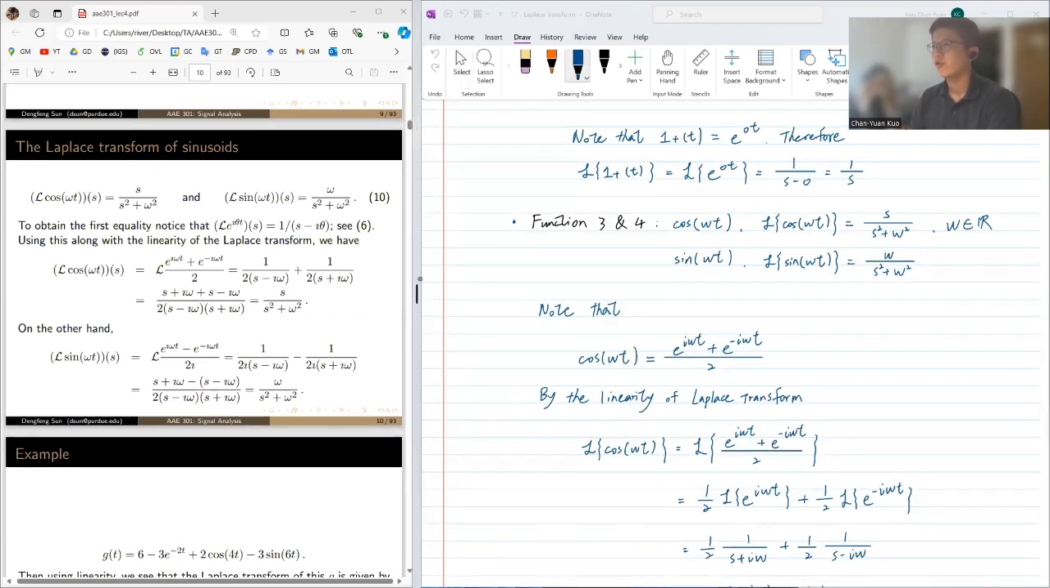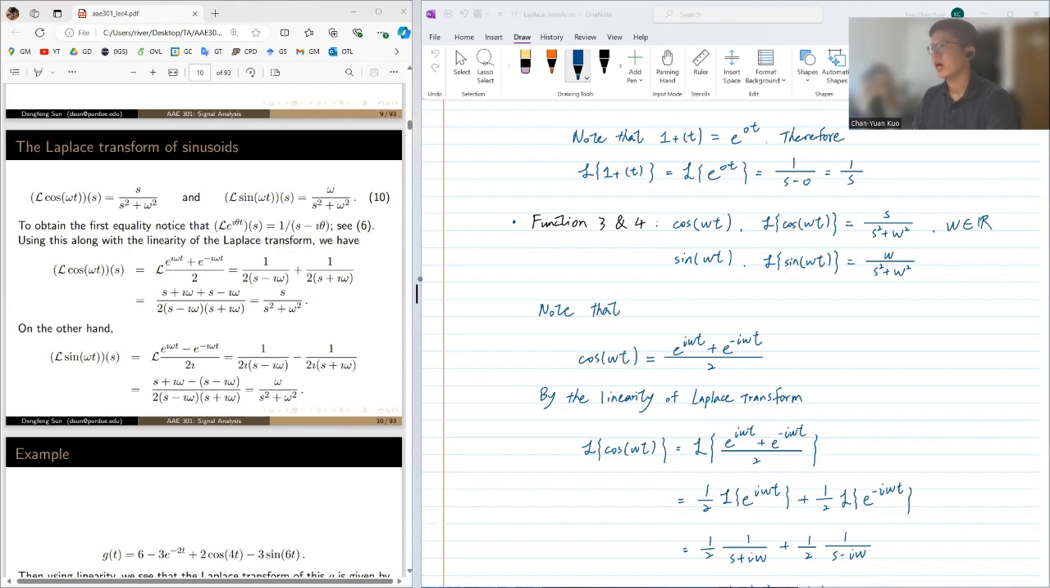Now, the third and the fourth function that we will be looking at will be the sinusoids cosine of omega t and sine of omega t. And the Laplace transform of cosine of omega t will be s over s squared plus omega squared, and the Laplace transform of sine of omega t will be omega over s squared plus omega squared. And here omega is a real scalar.